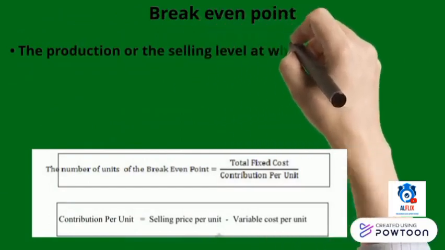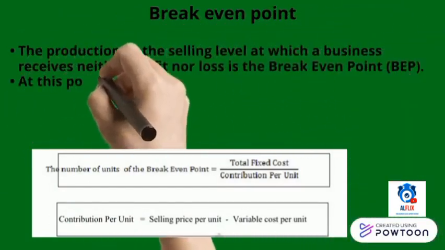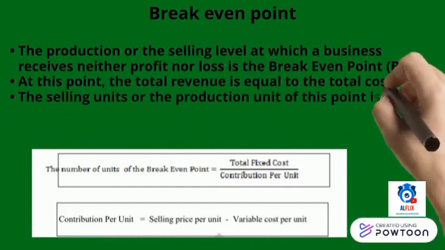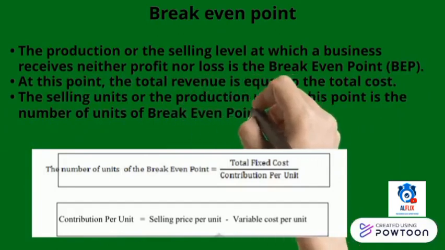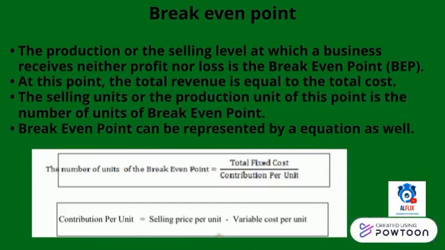Break-even point. The production or the selling level at which a business receives neither profit nor loss is the break-even point. At this point, the total revenue is equal to the total cost. The selling units or the production units at this point is the number of units of the break-even point. Break-even point can be represented by an equation as well.